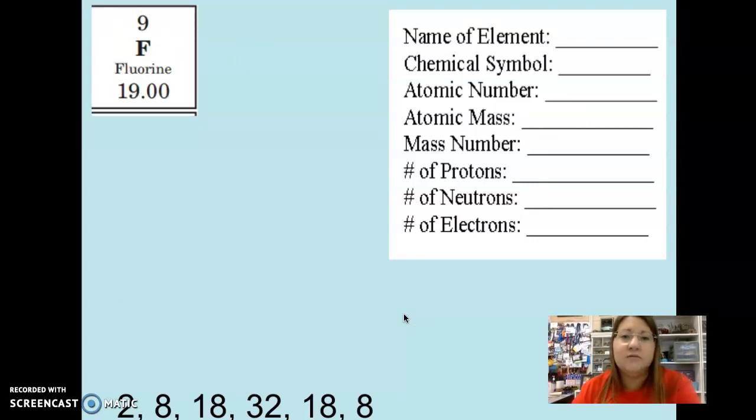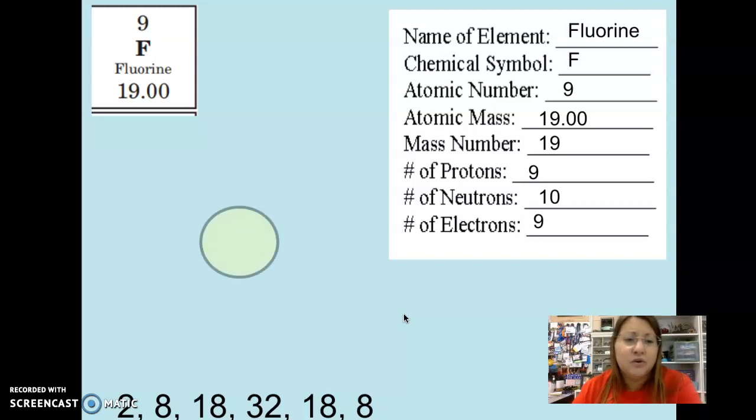Next example is fluorine. So fluorine's chemical symbol is F. Atomic number 9, atomic mass 19.00, which rounds to 19 for our mass number. Our number of protons is 9, neutrons is 19 minus 9, which is 10, and our number of electrons is 9. We're going to start off with your nucleus, so there it is, and we're putting our 9 protons and our 10 neutrons.